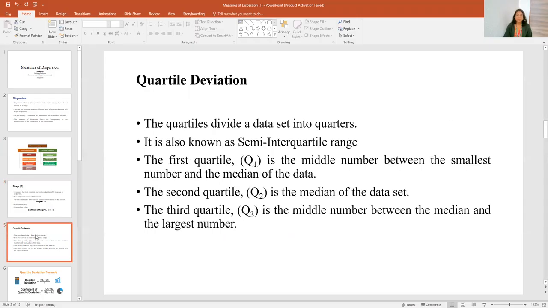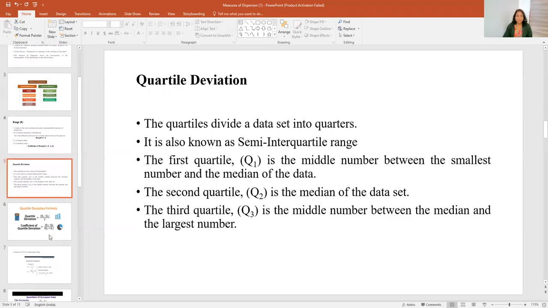Coming to the next measure, that is quartile deviation. Quartile deviation divides the whole data set into 4 parts, and it is also known as the semi-interquartile range. As it divides the whole data into 4 parts, there will be 3 components: the first is known as the first quartile, represented as Q1, the second quartile is Q2, and the third quartile is Q3. Q2 is also known as the median of the data set.